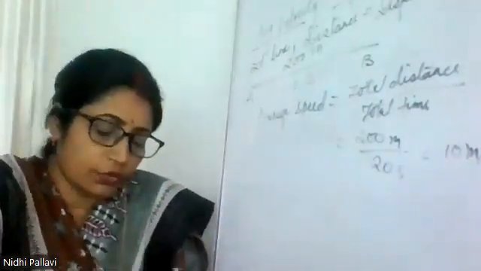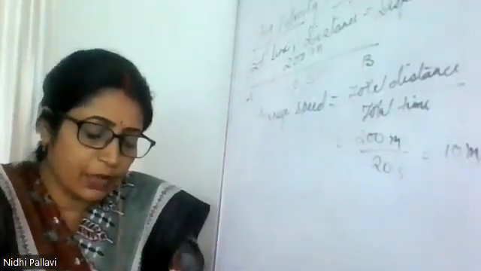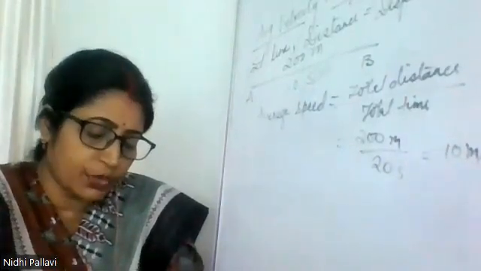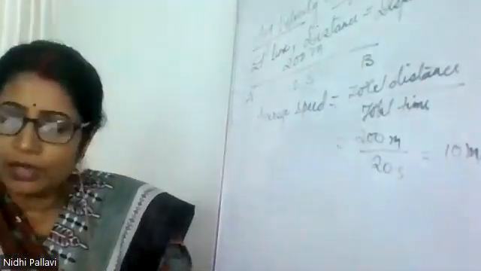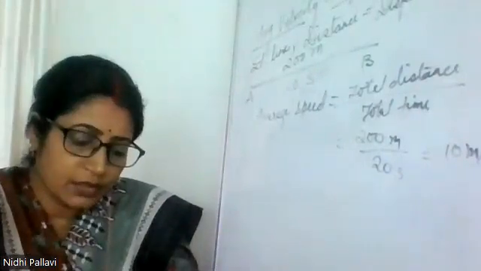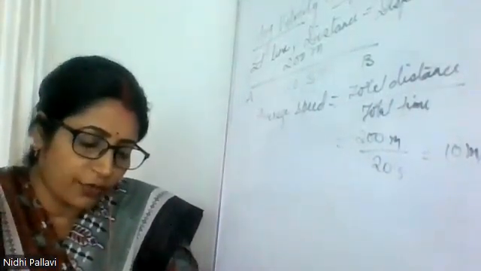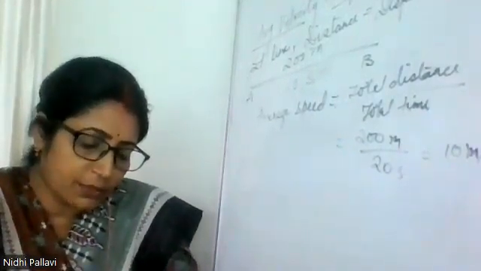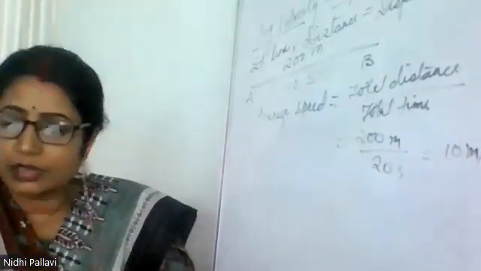The next question, question number 5. During an experiment, a signal from a spaceship reached the ground station in 5 minutes. So 5 minutes is the time. What was the distance of the spaceship from the ground station? The signal travels at the speed of light, that is 3 into 10 to the power 8 meters per second.